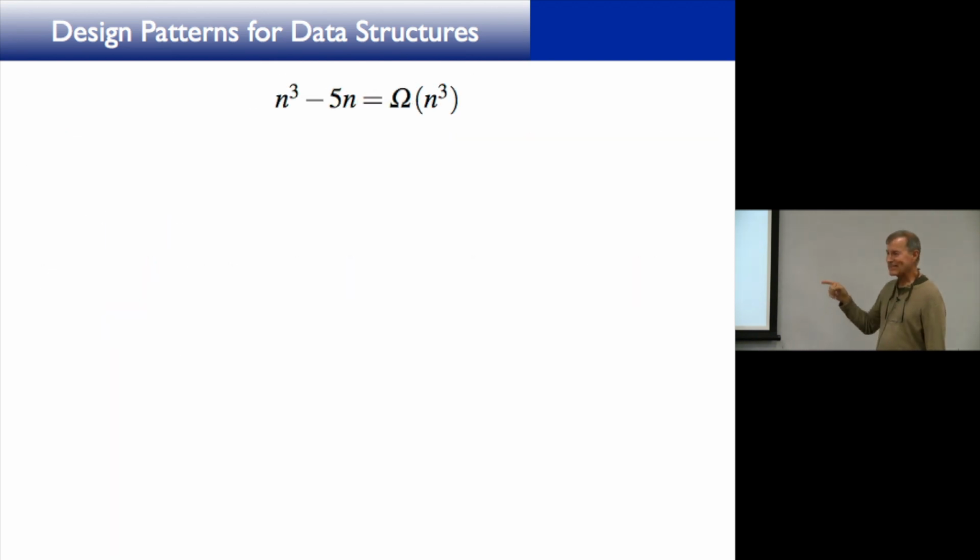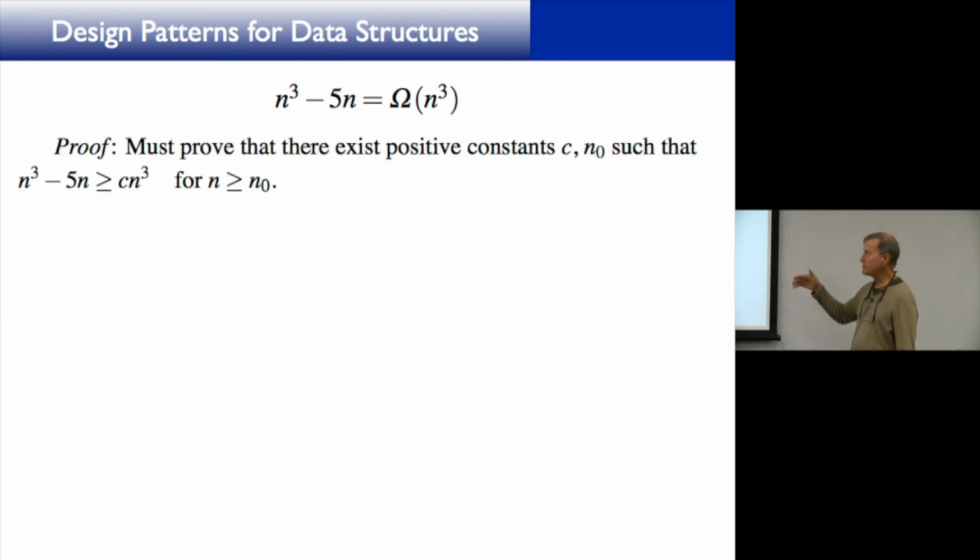Now there's one more little one. So that's one technique. Let's take this one step further. What do you think about n cubed minus 5n being big omega, bounded below by n cubed? This time we can't do that technique quite the way we did it before, because look, we must prove that there exist positive constants C and n naught such that n cubed minus 5n is greater than or equal to Cn cubed for n greater than or equal to n naught. And now we start with the left-hand side. But now, what did we do before?